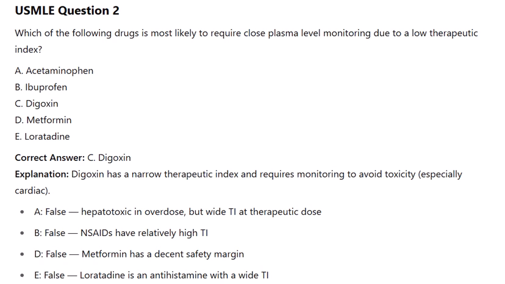Explanation: digoxin has a narrow therapeutic index and requires monitoring to avoid toxicity, especially cardiac. A. False. Hepatotoxic in overdose, but wide TI at therapeutic dose. B. False. NSAIDs have relatively high TI. D. False. Metformin has a decent safety margin. E. False. Loratadine is an antihistamine with a wide TI.